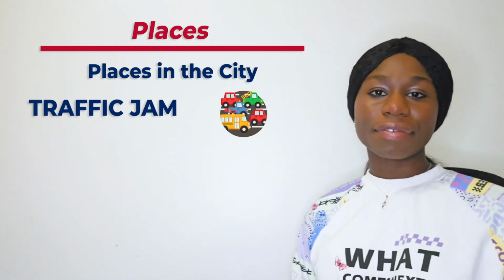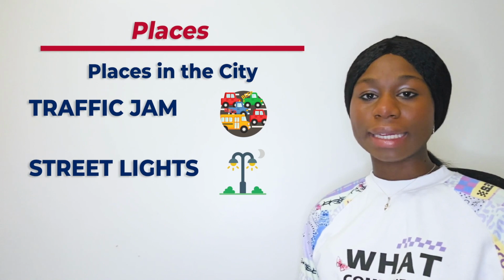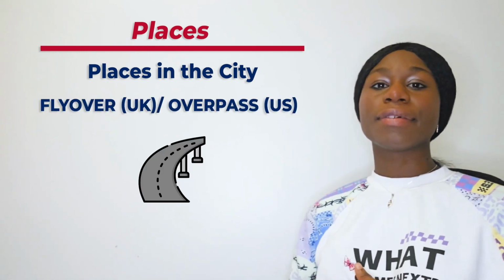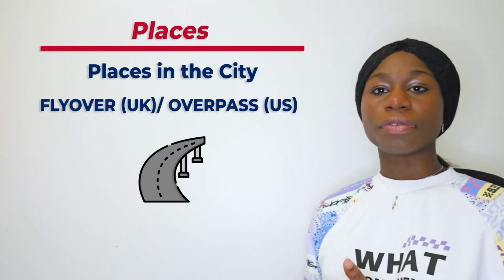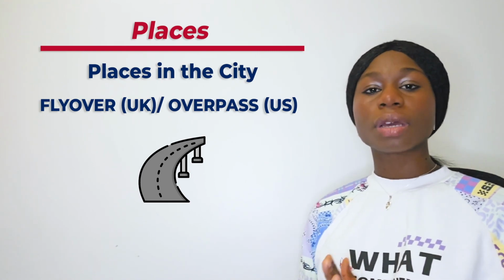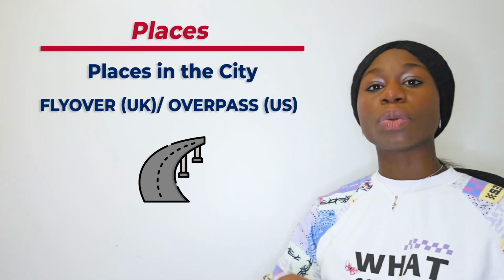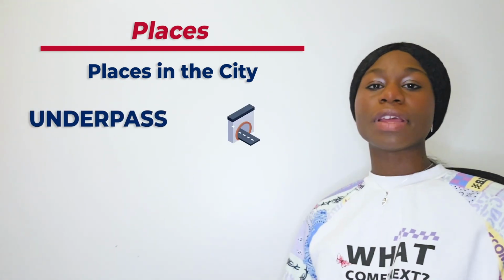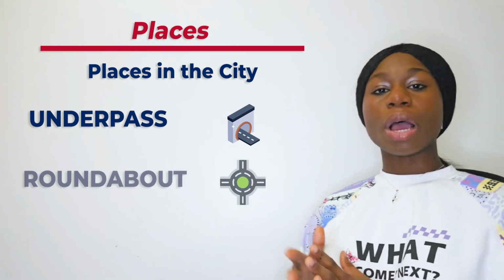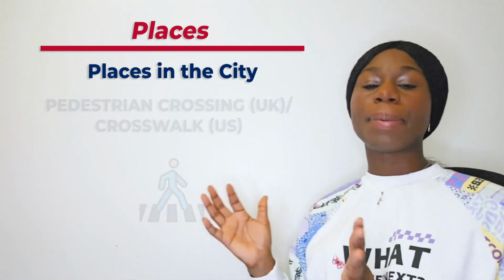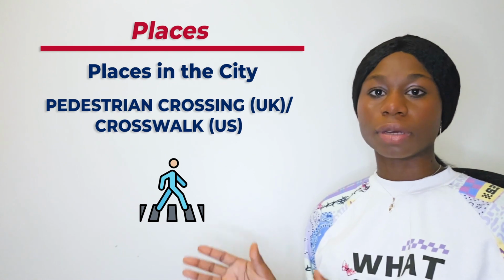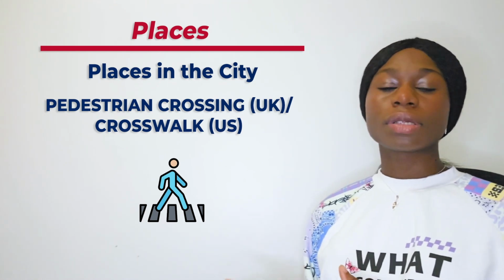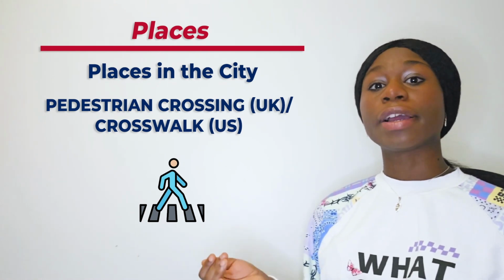We have the traffic jam, the street lights, the crossroads. We have a flyover for those coming from the UK. For those coming from the US, we call it an overpass. We also have the underpass, a roundabout. We have a pedestrian crossing for those coming from the UK. For those coming from the US, it is called a crosswalk.